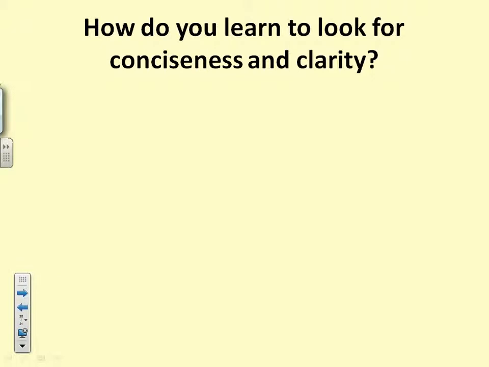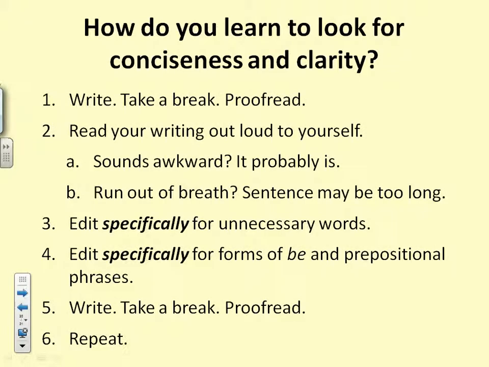All right, so how do you learn to look for conciseness and clarity? And I've said several times, this is one level of your editing and proofreading that you need to be doing. So how do you learn to look for this? Some very simple steps. One is to write, obviously. You have to get started writing. Very important, take a break and then proofread. Two, as I've already said, read your writing out loud to yourself.